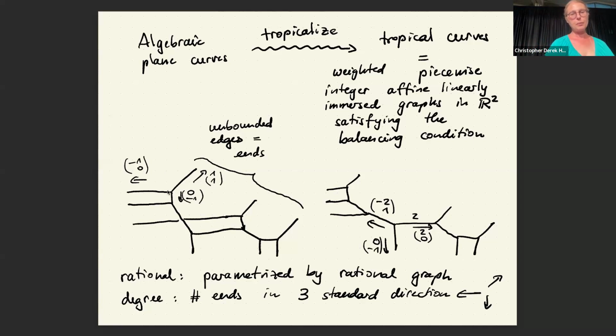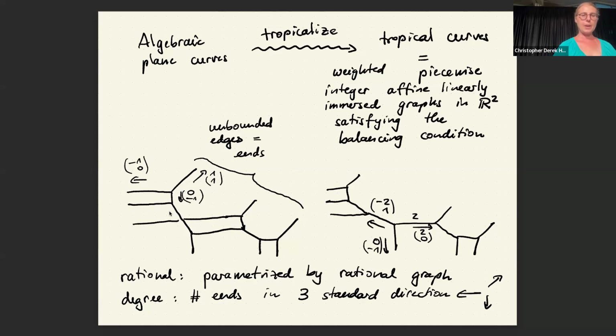First of all, these graphs have unbounded edges called ends. Those are these edges. They are supposed to go on forever. It's just that the iPad had some limit, so I couldn't continue drawing. So these continue forever. These are the ends. And besides that, we also have some bounded edges. And it's an immersed graph.